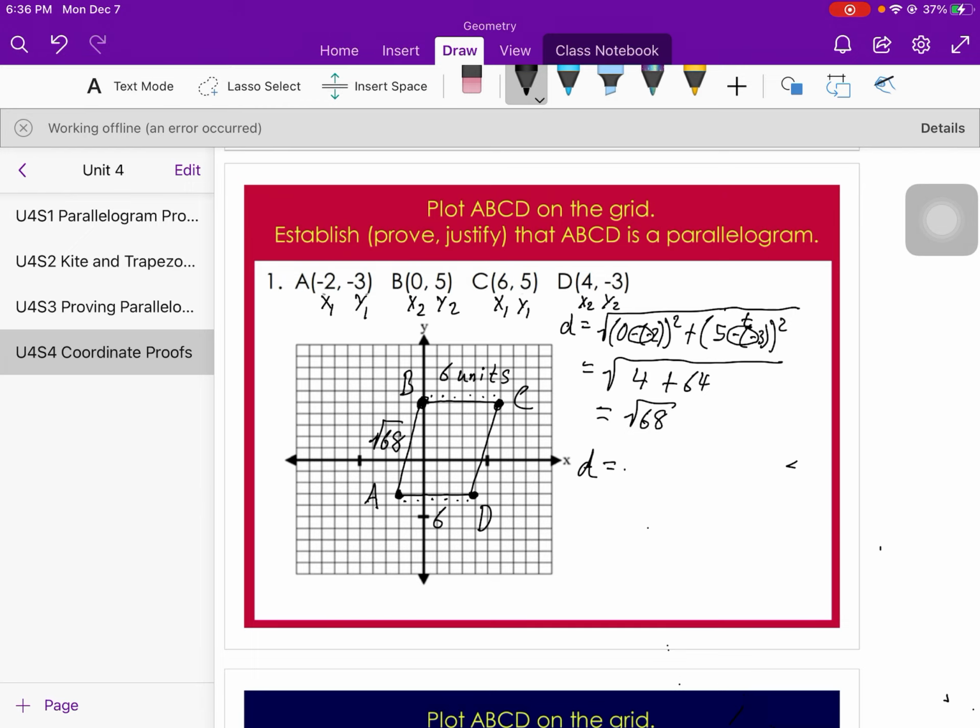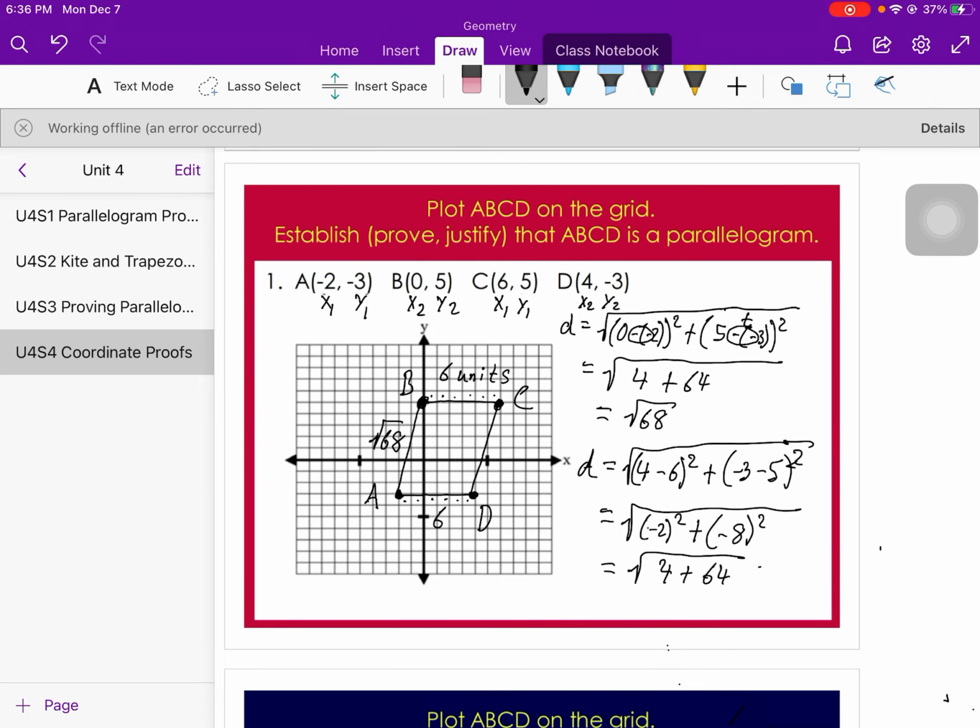D equals the square root of x2 is 4, x1 is 6, plus, and then we use y2 is negative 3, minus 5 squared, and then we will do this. 4 minus 6 is negative 2, negative 2 squared. Negative 3 minus 5 is negative 8. We got to square those. We get 4 plus 8 squared, negative 8 squared is 64. So we do end up getting the square root of 68 again.